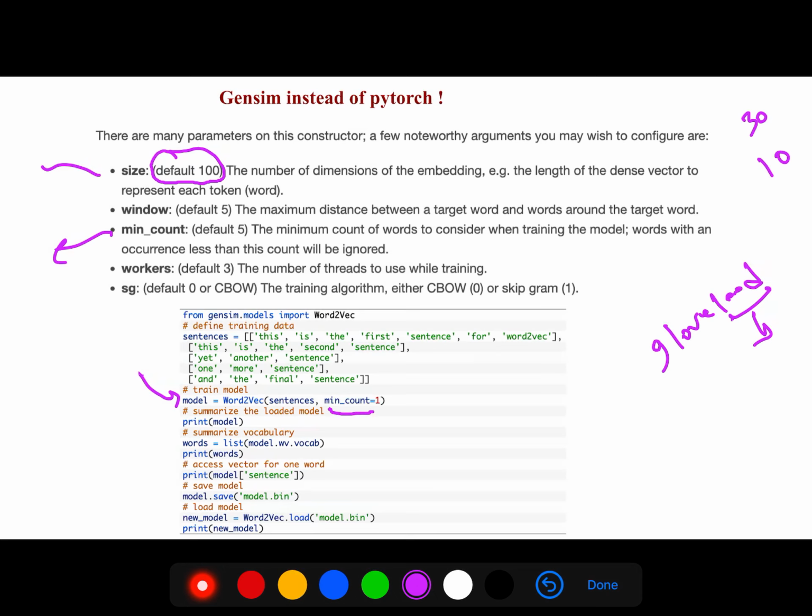But if you have a large vocabulary, the standard thing that they teach you in school is to use the larger dimensions. So you should use it.